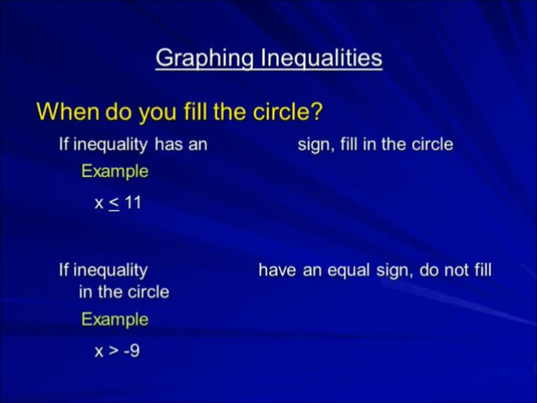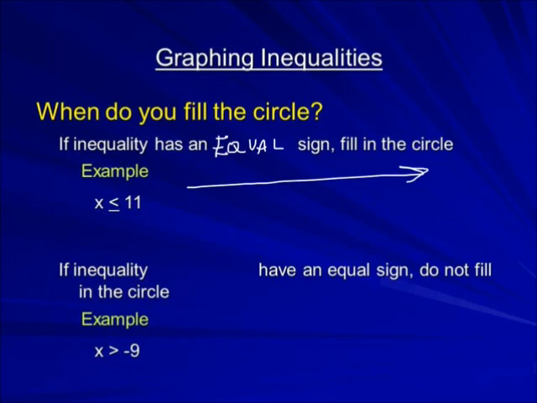All right, so when do you fill in the circle? If you remember, whenever you graph these on a number line, you put a circle at the number. So in this case, I have an 11 at the top and a -9 at the bottom. So I can put an open circle or a closed circle. If the inequality has an equal sign, then we're going to fill in the circle. So for example, x is less than or equal to 11.